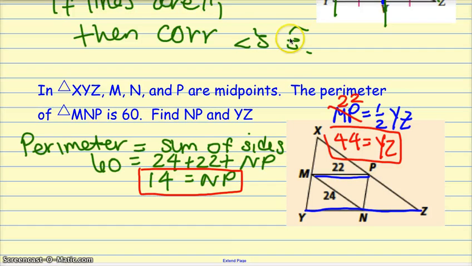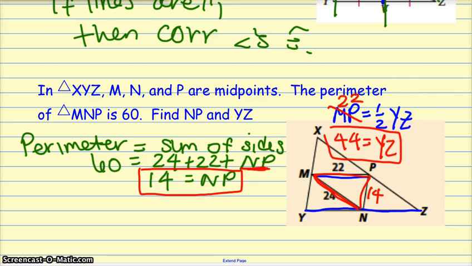So for this tiny triangle in the center, they gave us two sides of the triangle, but it didn't give us the length of the third side. So I set up the equation 60, which is the given perimeter, equals 24 plus 22 plus NP, that unknown side. Did a little bit of mental math, and I found out that NP was 14. Then it asked for the length of YZ. So YZ I colored in blue, and the third side, or its midsegment that went with it, was MP.